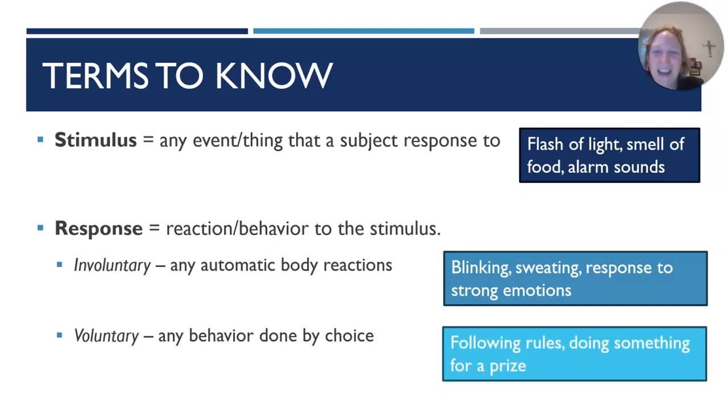Okay, on to voluntary. Speaking of, it's any behavior done by choice. So perhaps following a rule, doing something for a prize, completing a task. So responding, like for me, I saw that flash of light. It felt involuntary that I glanced over to see what my phone was doing, but I guess it was also sort of a choice to react to it because it fit in with what I was saying. I could ignore it.